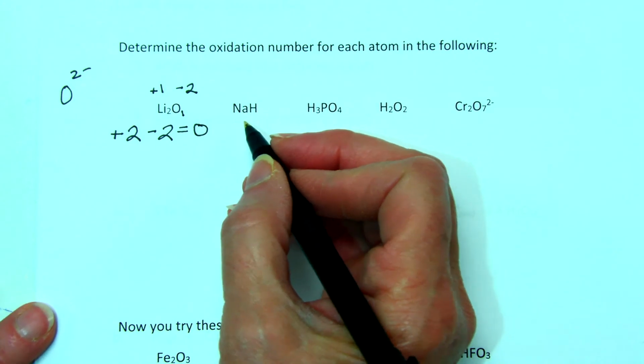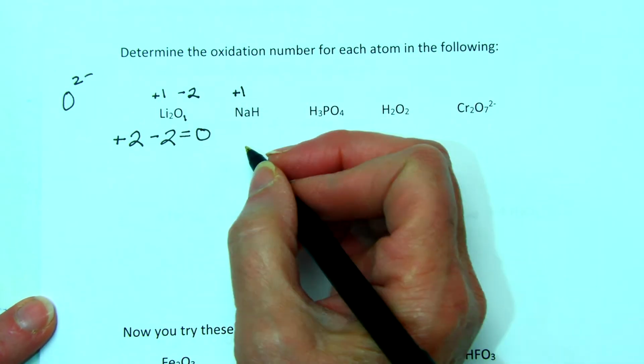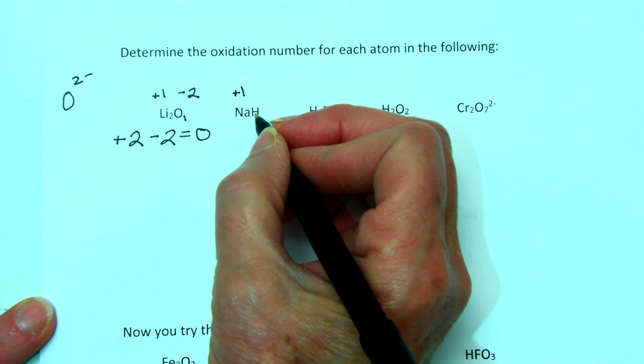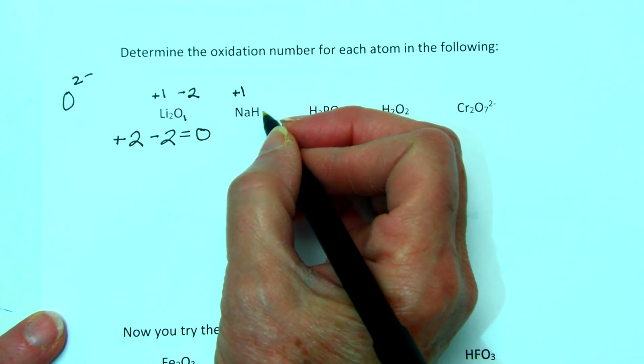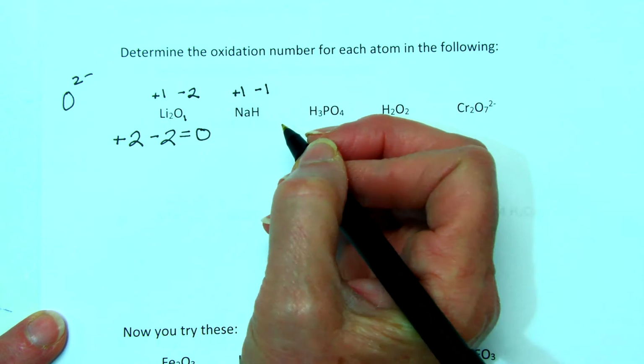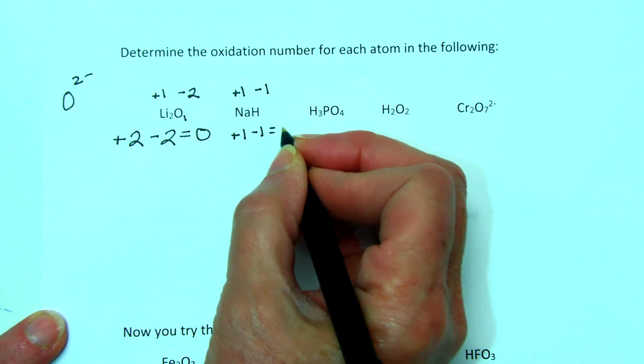Okay, sodium hydride. This is a sodium ion. It is a +1 charge, so it's a +1 oxidation number. This is a hydride ion. It is a negatively charged hydrogen anion, so it's -1. So +1 minus 1 is 0.